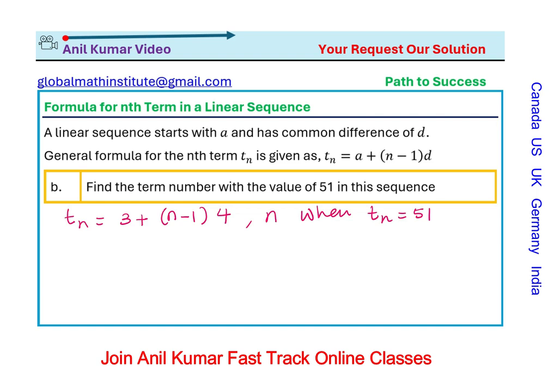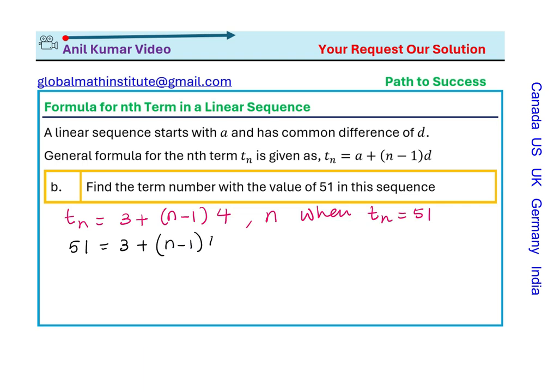So let's substitute what is given to us. We are given the value of the term, which is 51, and the formula, and we need to find n, times 4. So now we need to do the reverse calculation. What should be the steps? First, you take away 3, divide by 4, and add 1, right? So let's do these steps. Follow the steps carefully.